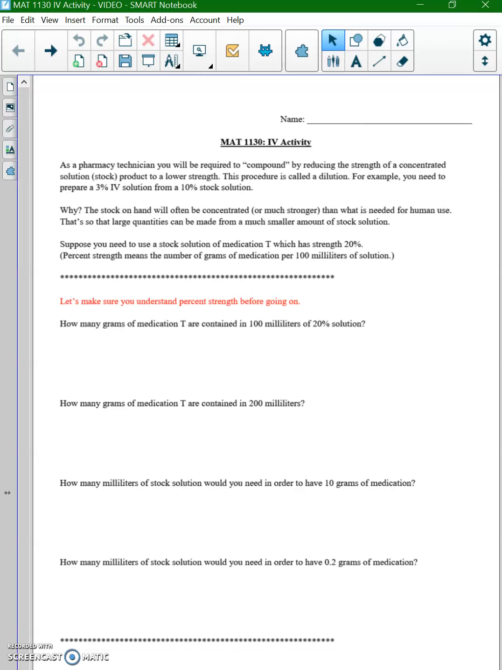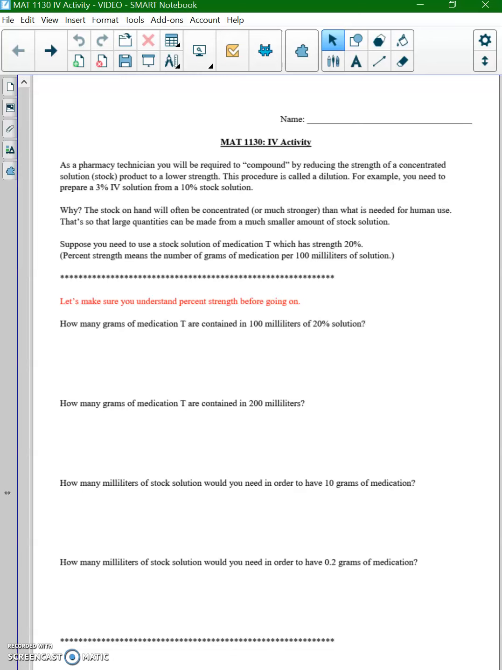So we're taking the syrup from the pop machine and we're actually converting it into a soda that we would actually drink. And so when we do this medically, this procedure is called a dilution. We are diluting the stock solution. For an example, you might need to prepare a 3% IV solution from a 10% stock solution. So the stock solution was much too concentrated. It was 10%. That was something we weren't going to use with a patient. We needed a 3% solution. We need to dilute this stock solution.